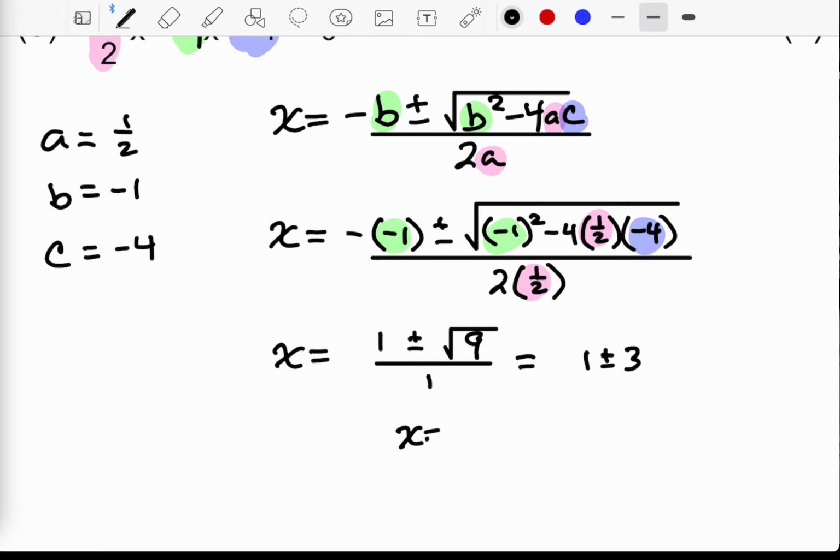So x is going to be equal to 1 minus 3. So again, this breaks up. 1 minus 3, 1 plus 3. So x is going to be equal to a negative 2 or a 4.